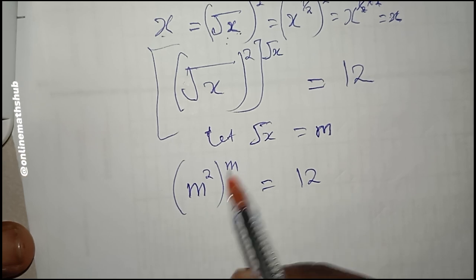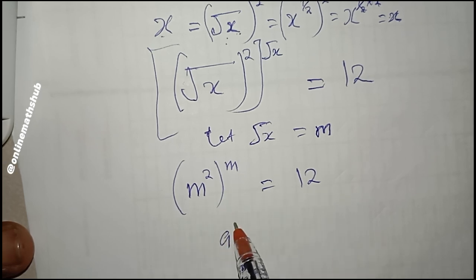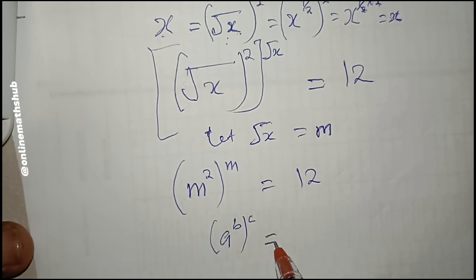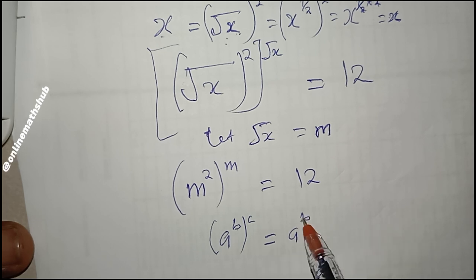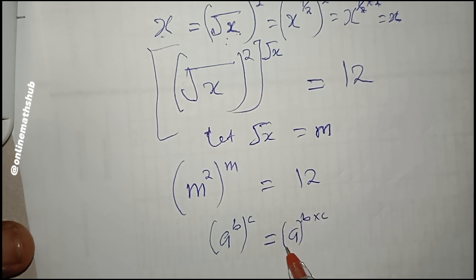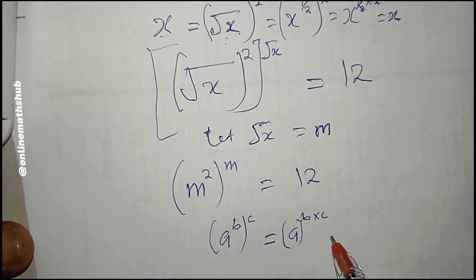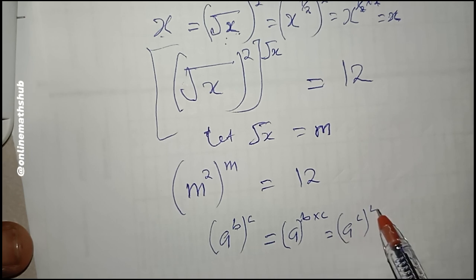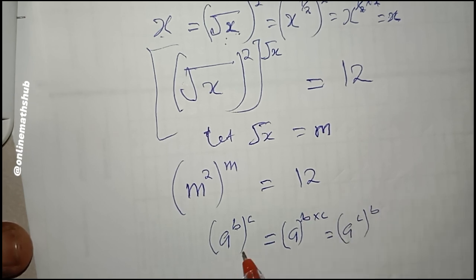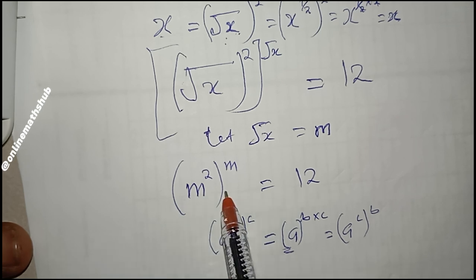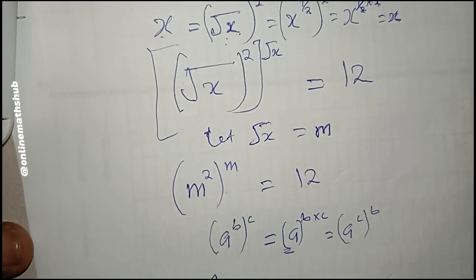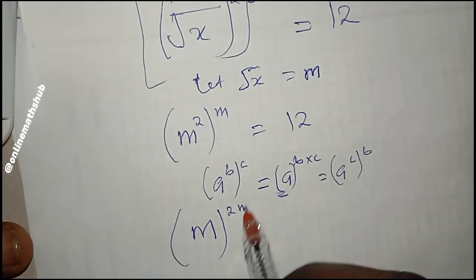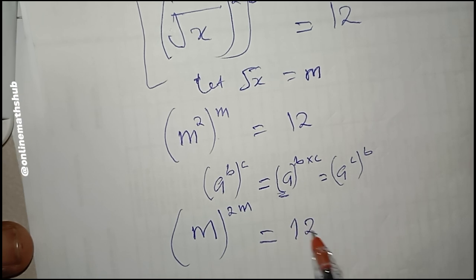Cool. You know that if you have a power b and then power c, you can write this as a power b times c. You can even decide to put this in bracket and then bring the other ones out, or you can also decide to write this as a power c and then power b, whichever one you want to use. I'm going to utilize this right here, so that if I write this here, what I'm going to have is m power 2m is equal to 12.